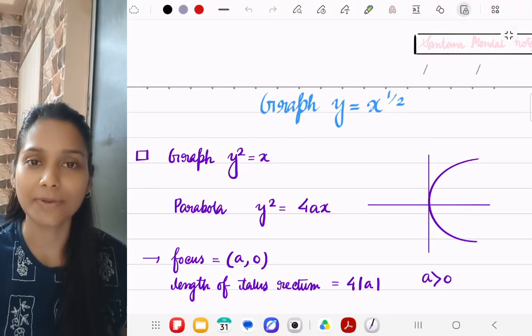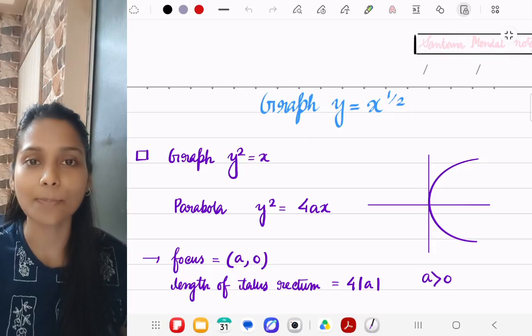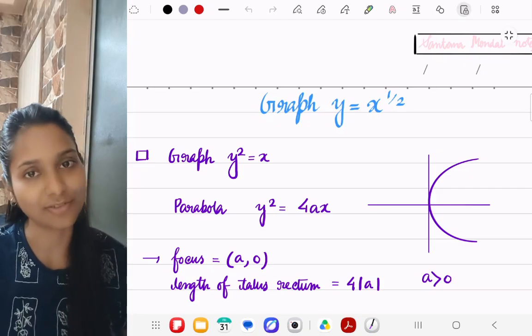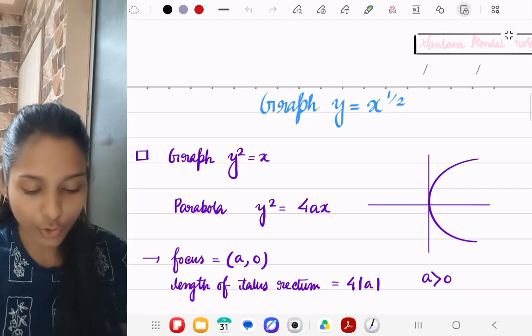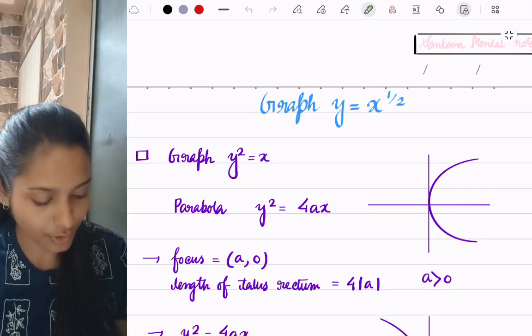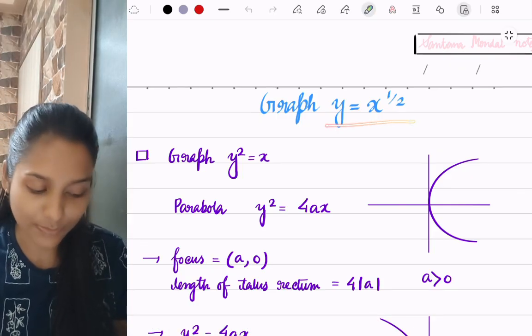Today's video will be on y equals x power half. I will discuss the graph of this function as well as the properties of this function. So let us now start the video. So here we have the function y equals x power half.